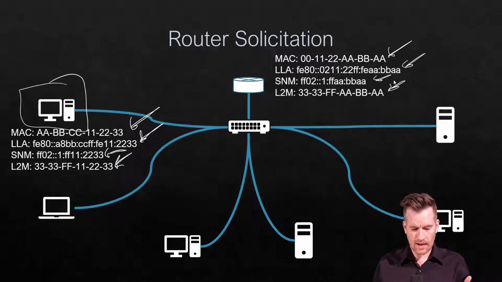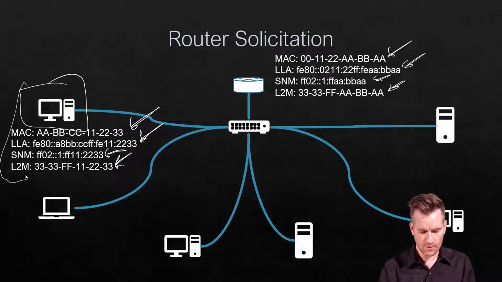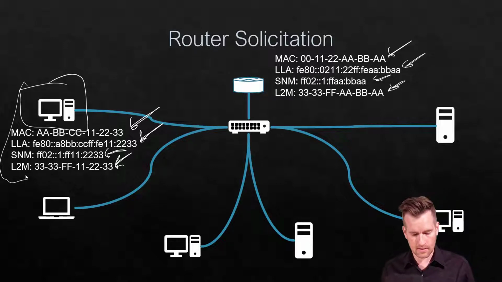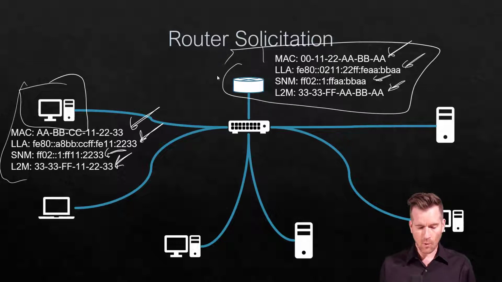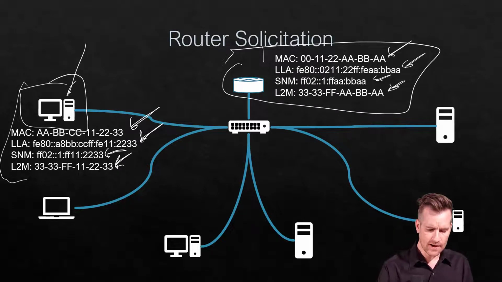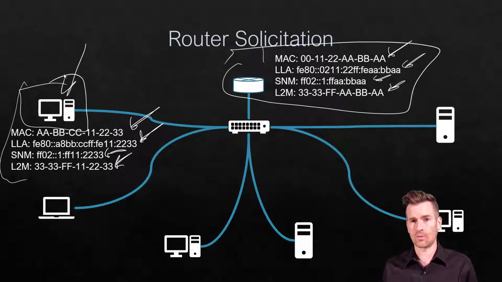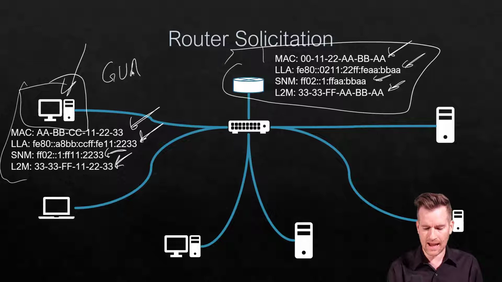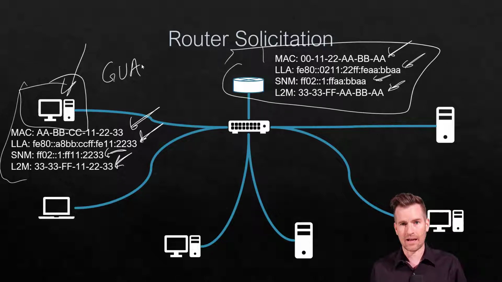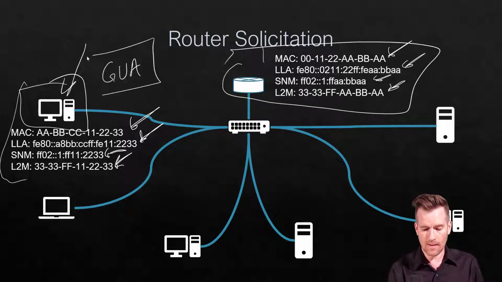So here's a little scenario where this computer is set up with this MAC address, link local address, the solicited node multicast address, and the layer 2 multicast address. And then this router is set up right here with this information. But if this device wants to communicate out to the rest of the world, it's going to need a global unicast address, a GUA. So it's got to somehow come up with this.